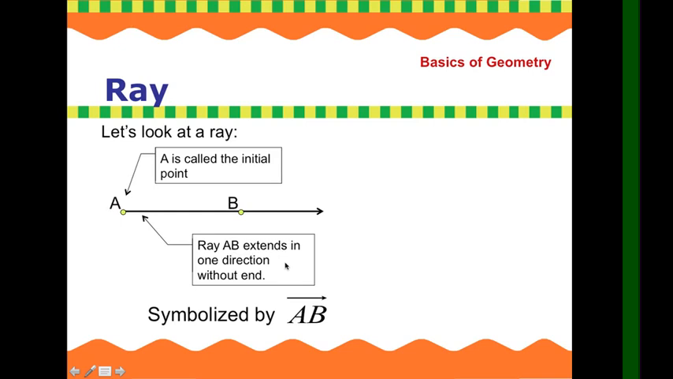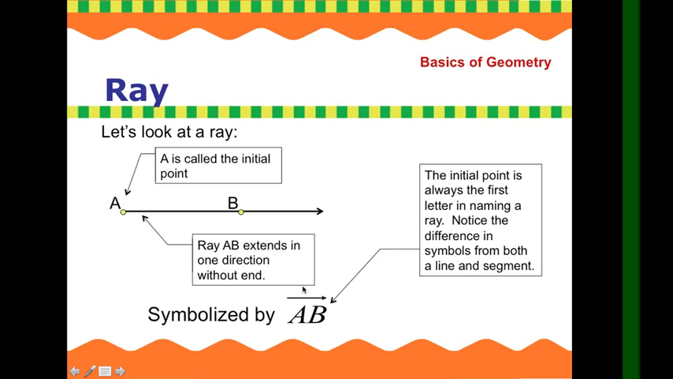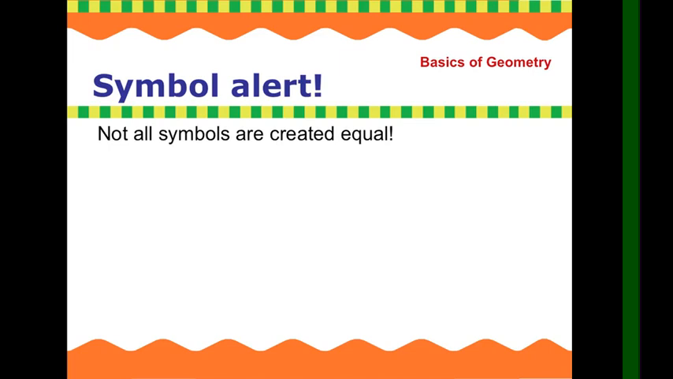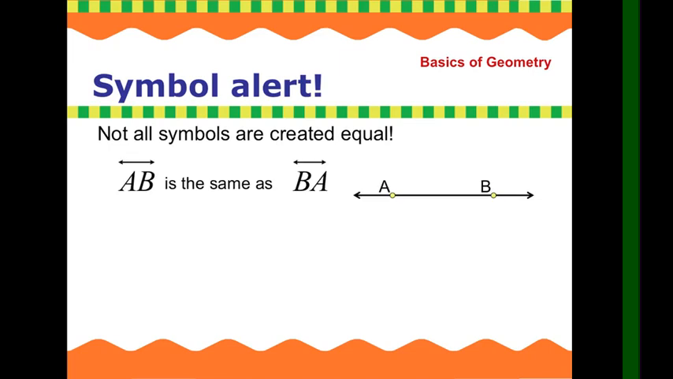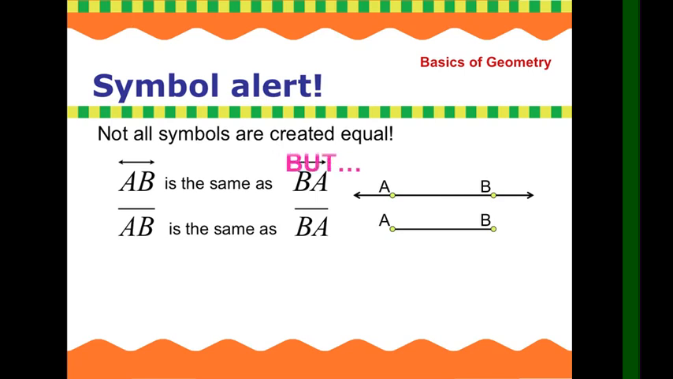Okay, yung kanina, line segment AB, pag wala siyang arrow sa both sides. Okay, the initial point is always the first letter in naming the ray. So, laging yung first letter, siya yung first point na makikita mo sa ray. Notice the difference in symbols from both line and segment, right? Now, not all symbols are created equal. Like this one, AB is the same as BA.